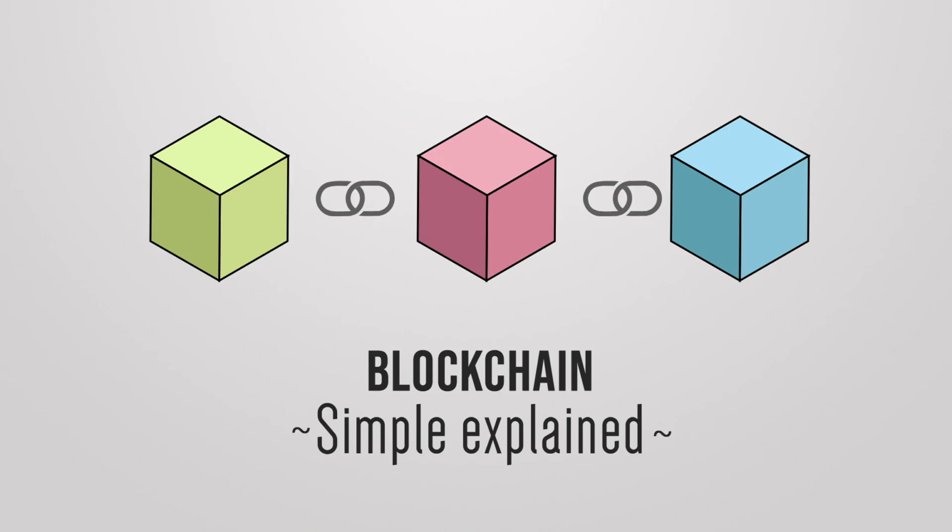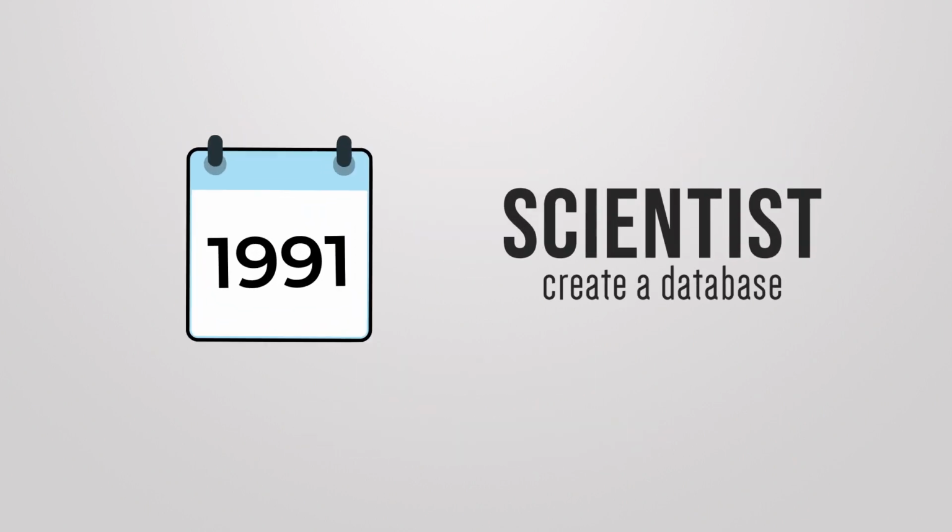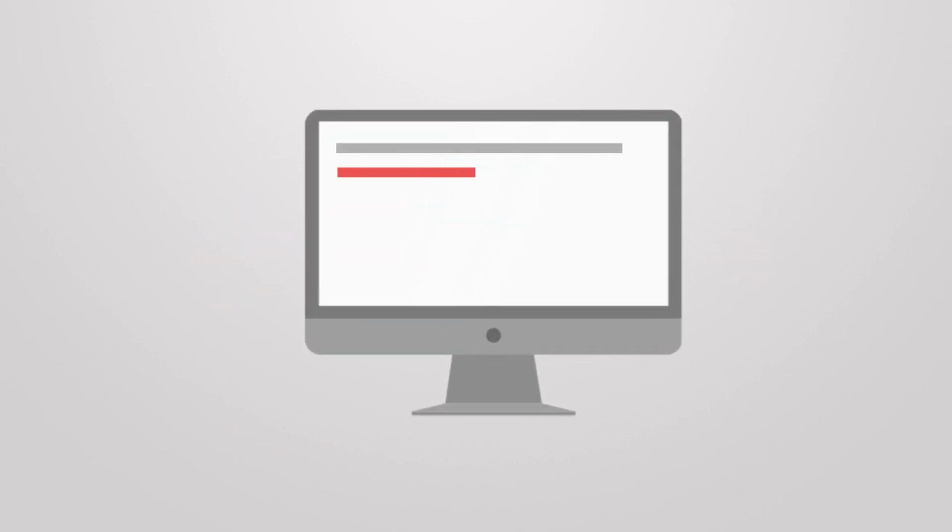What is blockchain? Blockchain is an immutable ledger that stores information. But what does that mean? In 1991, a group of scientists came up with the idea to create a database, like a ledger, to store digital documents or information that cannot be altered, manipulated, or tampered with.